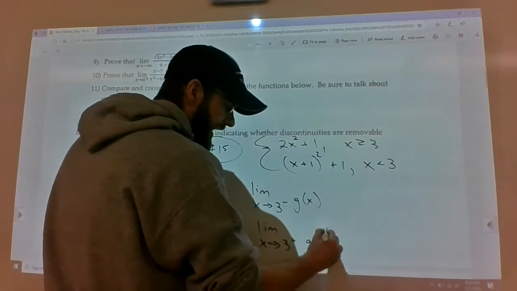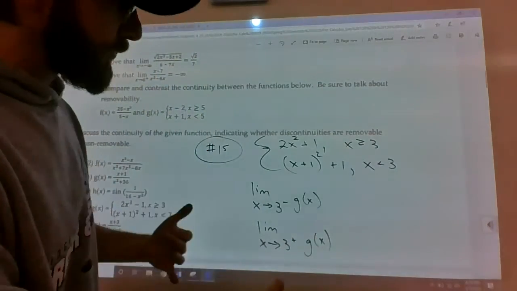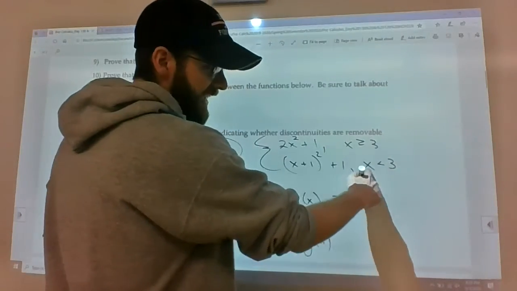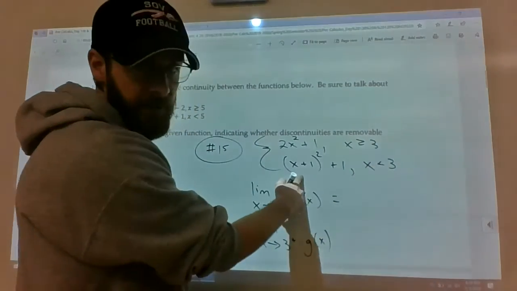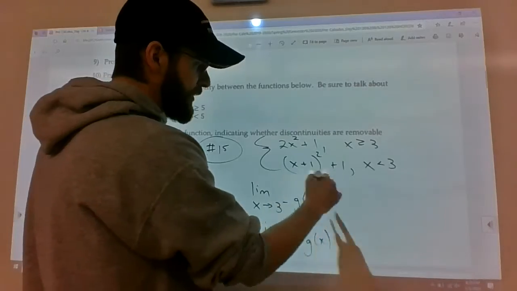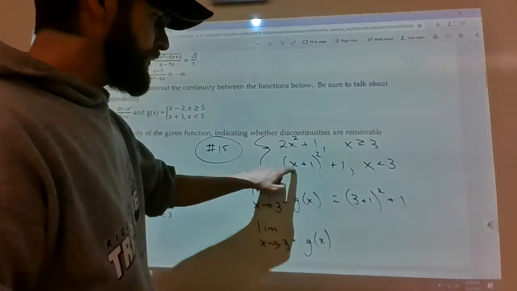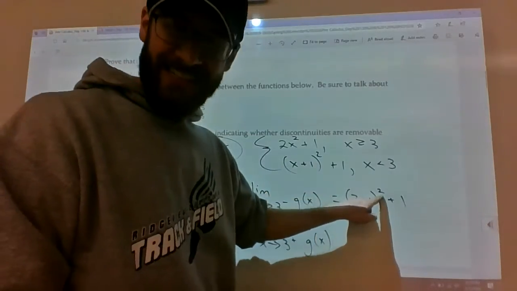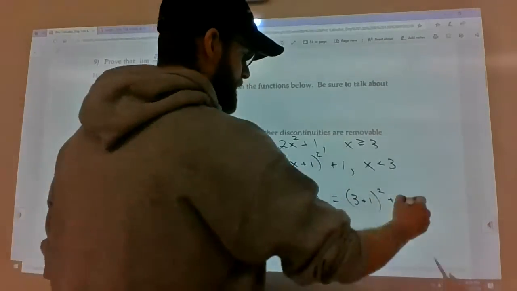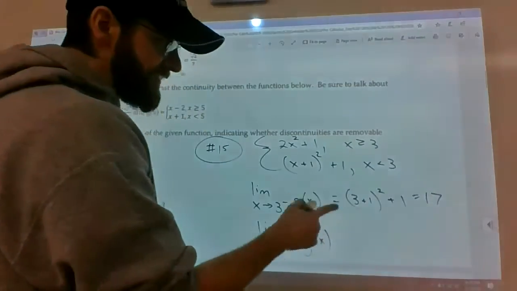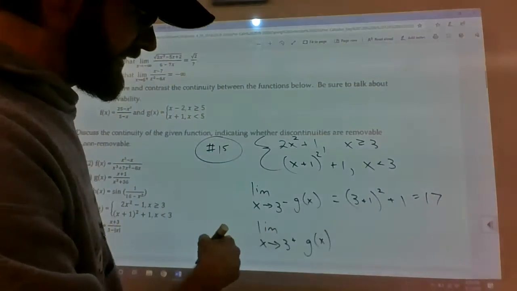So we're analyzing it through the left limit and the right limit. Now the left, x is less than 3. We're talking about the bottom. So we just plug 3 right in. 3 plus 1 is 4. 4 squared is 16. 16 plus 1, it's 17 when you approach this function from the left of 3.